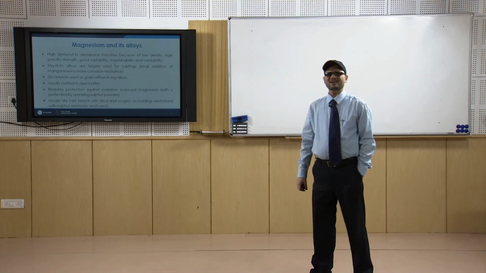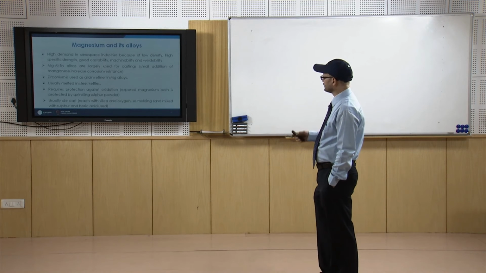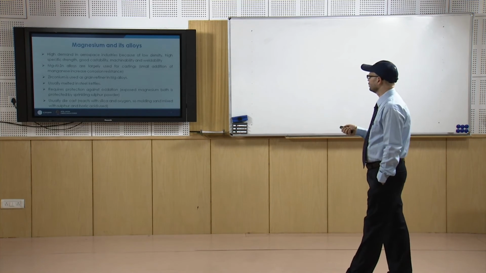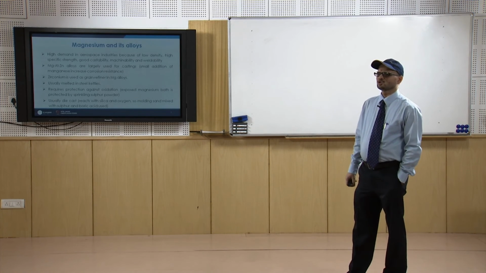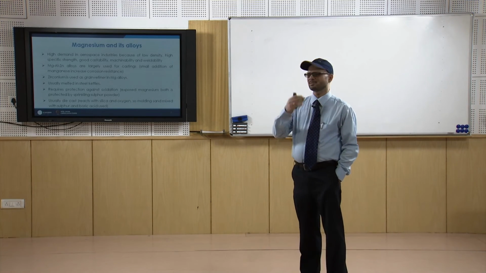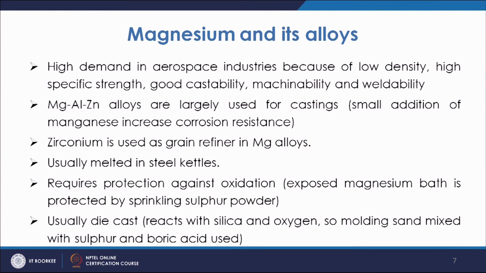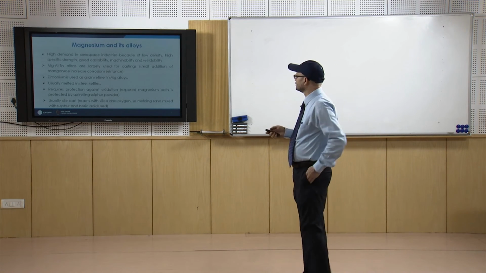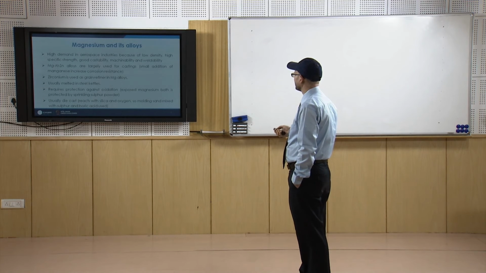Coming to magnesium, magnesium is another important material which is very much in demand in the aerospace industries because of low density, high specific strength, good castability, machinability and weldability. So, this material is very much used in the aerospace applications. Now, this material normally is used as alloy, that is MgAlZn, it is not largely used for castings. This material otherwise has very small corrosion resistance. So, if you add a small amount of manganese, it increases its corrosion resistance. So, this is further used for many applications.